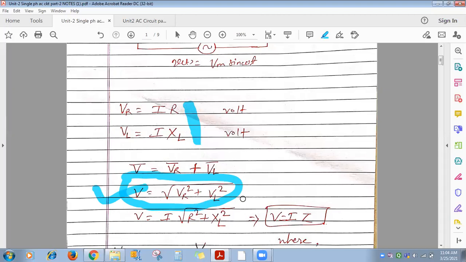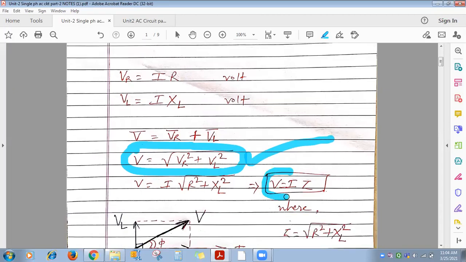Some students, suppose here 100 is given and this is 20, what they do is 100 minus 20 is 80. It's not so. Remember this: it is an AC circuit, so sometimes any two of these they mention and the third one you have to calculate. So use this relationship.